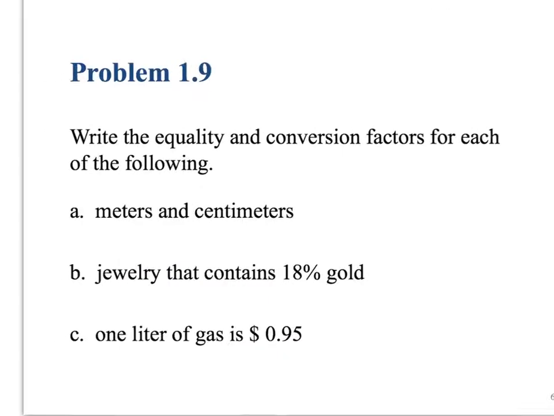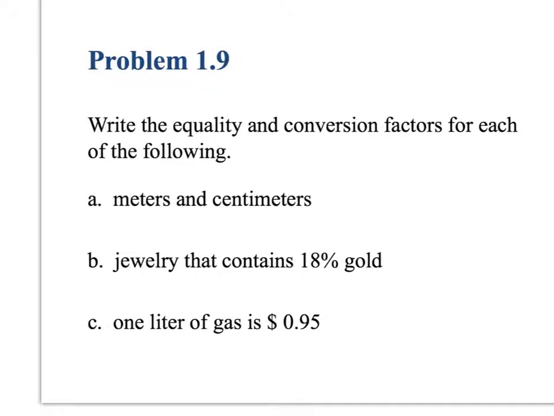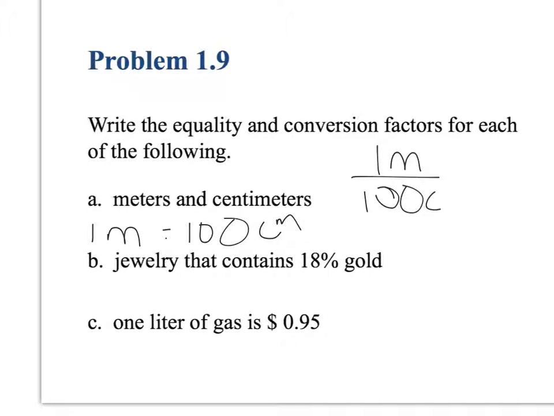So let's work together with this problem. Write an equality and conversion factor for each one of the following. So we say meter and centimeter. We say 1 meter equals 100 centimeters. So we could write 1 meter over 100 centimeters, or 100 centimeters over 1 meter.